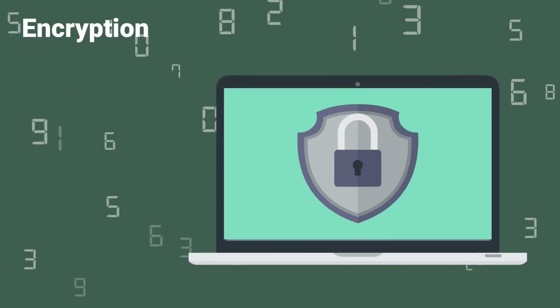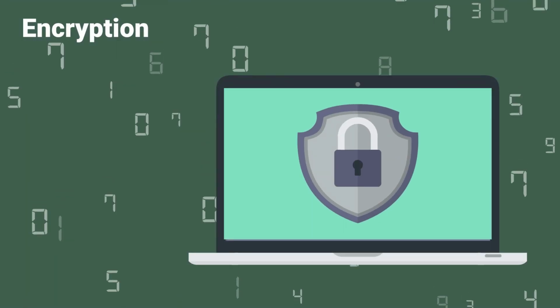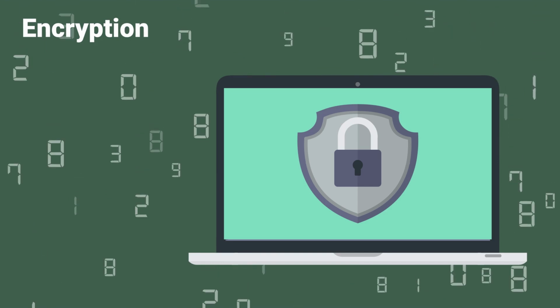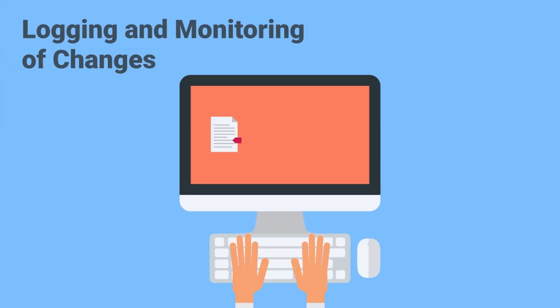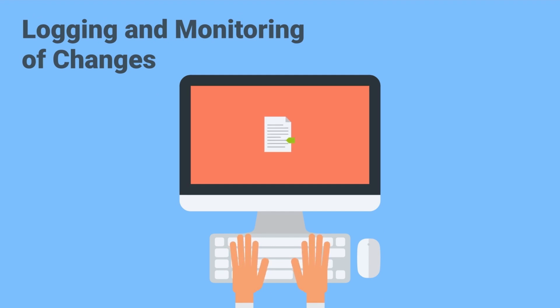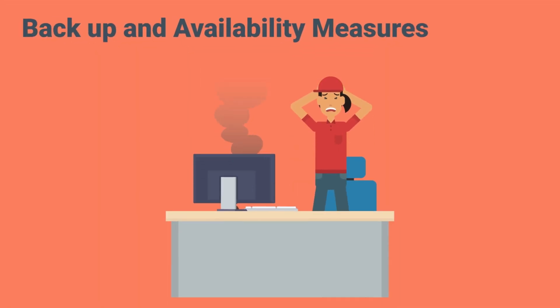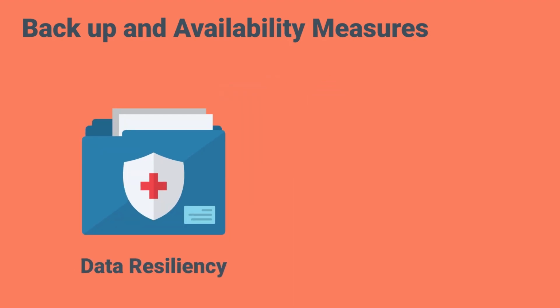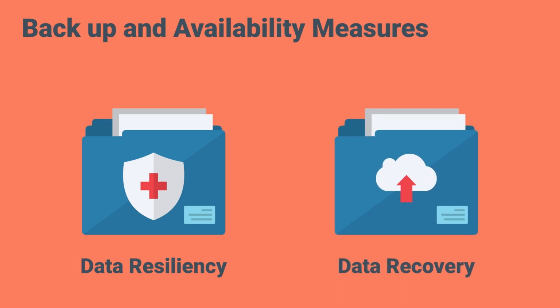Encryption scrambles data in transit and at rest into an unreadable format that may only be decoded by using the correct key. Logging and monitoring of changes in files, servers, and networks to ensure traceability and data integrity. Backup and availability measures ensure that personal data is available in a timely manner when necessary, especially in the event of a physical or technical incident. This includes data resiliency actions to proactively avoid disruptions and minimize data loss, as well as data recovery mechanisms to respond to unplanned disruptions and restore lost data.